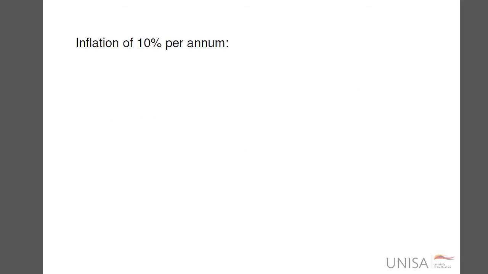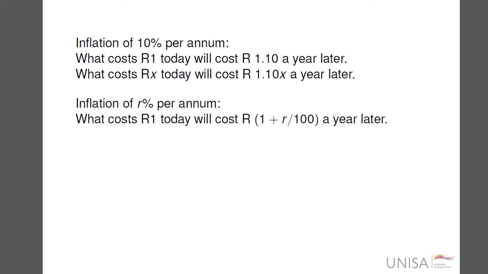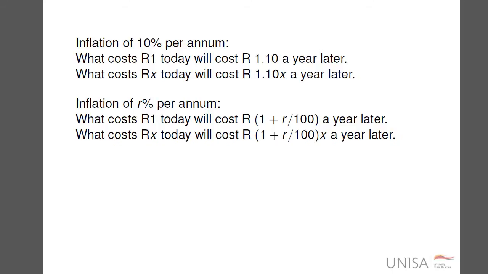So let's start with recapping what inflation means. Suppose it's said that the inflation rate is 10% per year, then what it would mean is that something that costs 1 Rand today will cost 1.10 Rand next year. Likewise, X Rand today, the same thing would cost 1.1X next year. So we can do exactly the same calculation instead of 10%, R%. So we get these formulas that I think you know well.